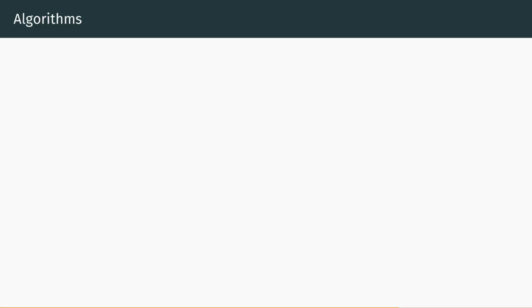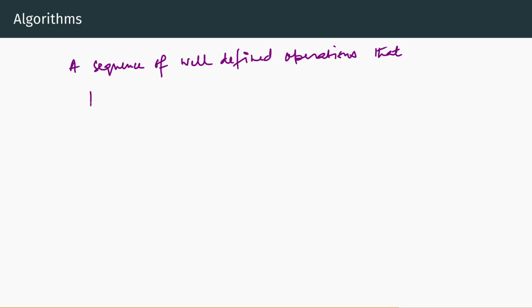Okay, now let's talk about algorithms a little bit. What is an algorithm? An algorithm is a sequence of well-defined operations that provide a solution to a problem.